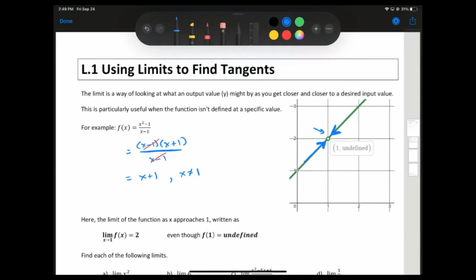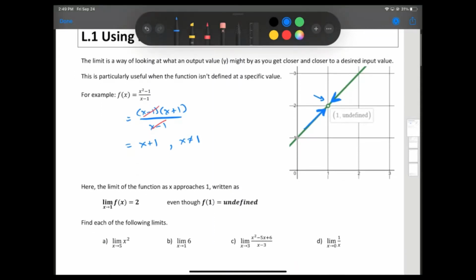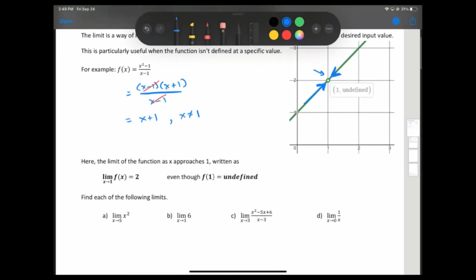And because of that, we say that there is a limit that exists. And there's our notation right there. We read this as the limit as x approaches 1 of f of x is 2. So we're not saying that f of 1 is 2. We're saying that f of x as we approach 1 is 2. And f of 1 itself is undefined.